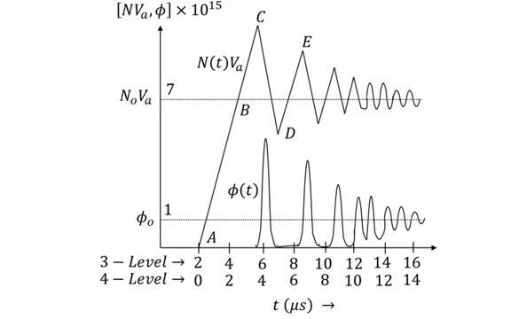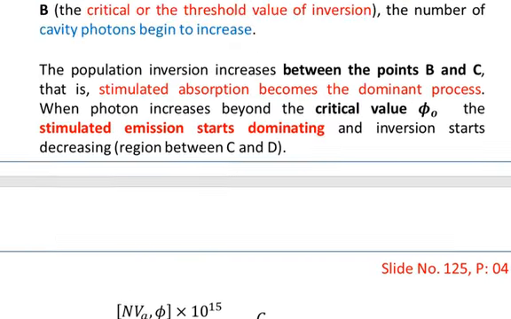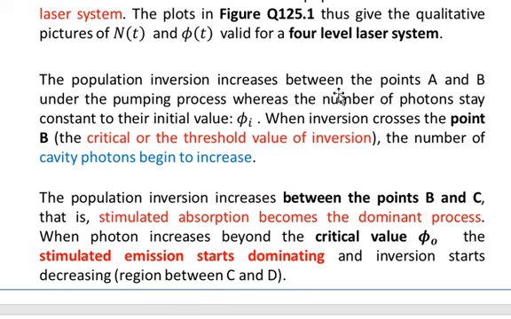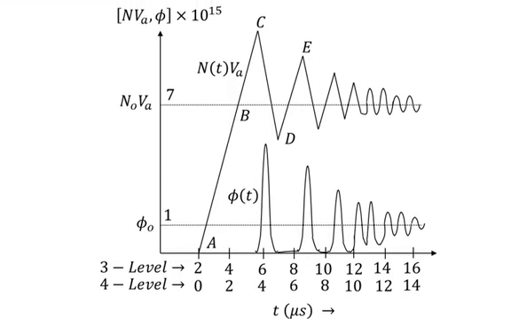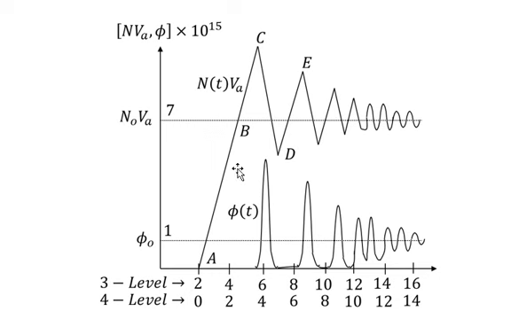But why have we split it up to the point B? Because this will be clear soon. The population inversion increases between points A and B under the pumping process, whereas the number of photons stays constant at its initial value phi I. So you see that when the population inversion increases from point A to B, meanwhile the number of photons in the cavity stays constant at its initial value.